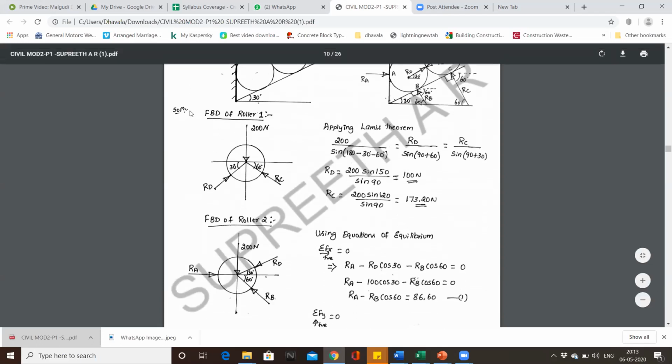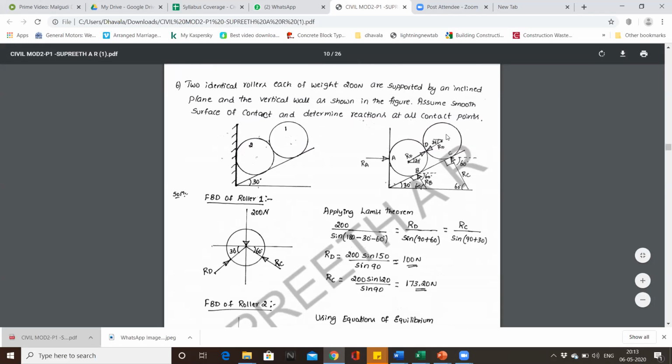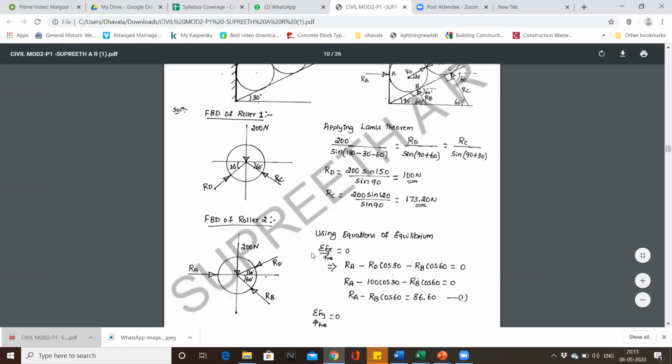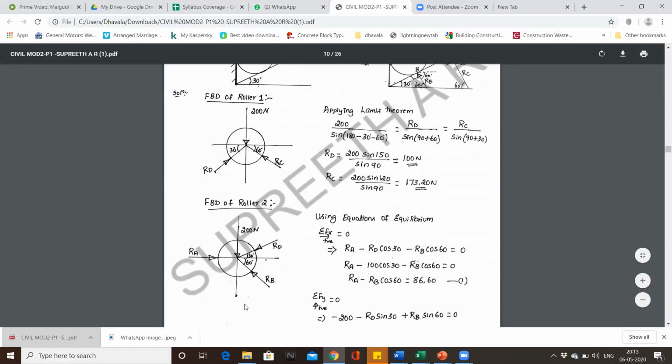Now let us look at the FBD for roller 1. For roller 1, or sphere 1, weight will be falling downwards, and reaction RD and reaction RC. Reaction RD is inclined at 30 degrees, reaction RC is inclined at 60 degrees. We can directly apply Lami's theorem and find out RC and RD. After finding out reactions RC and RD, we are supposed to consider the second sphere.